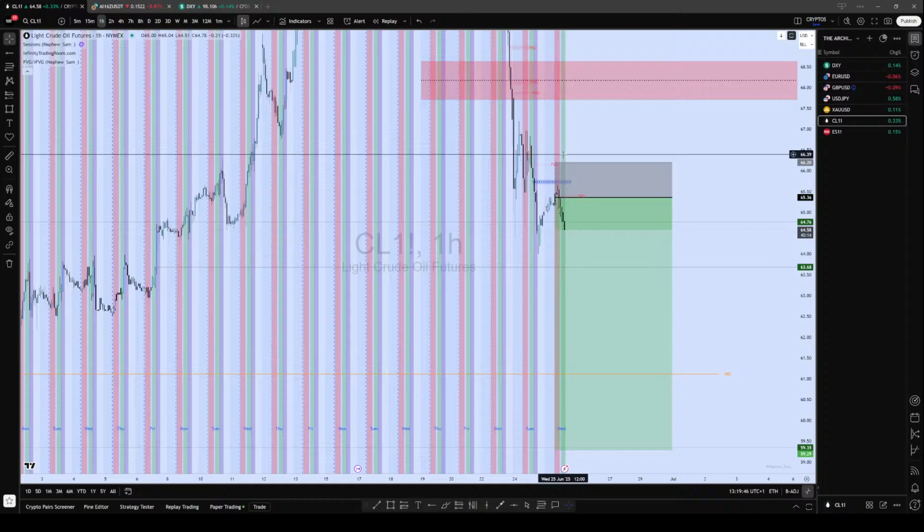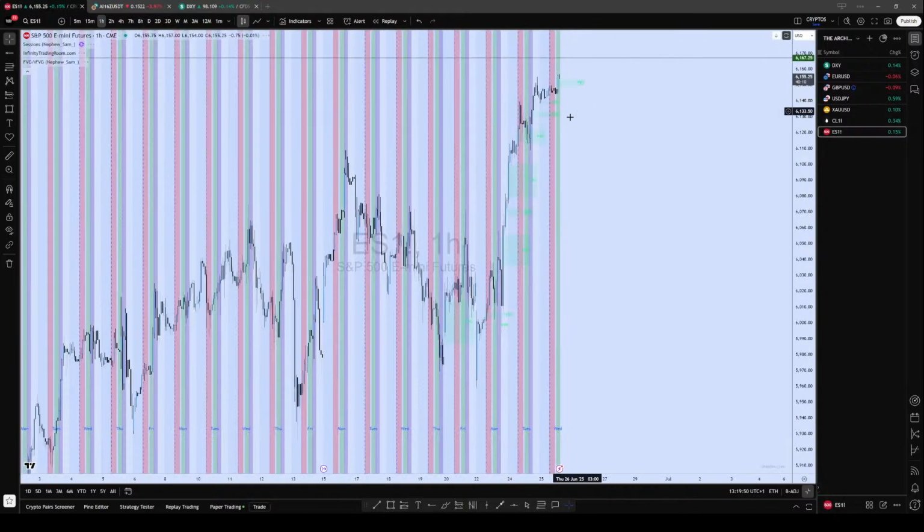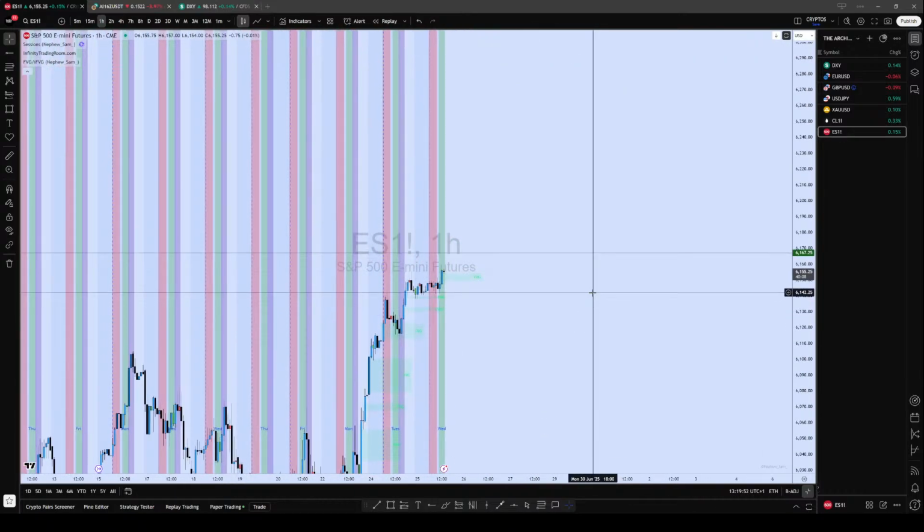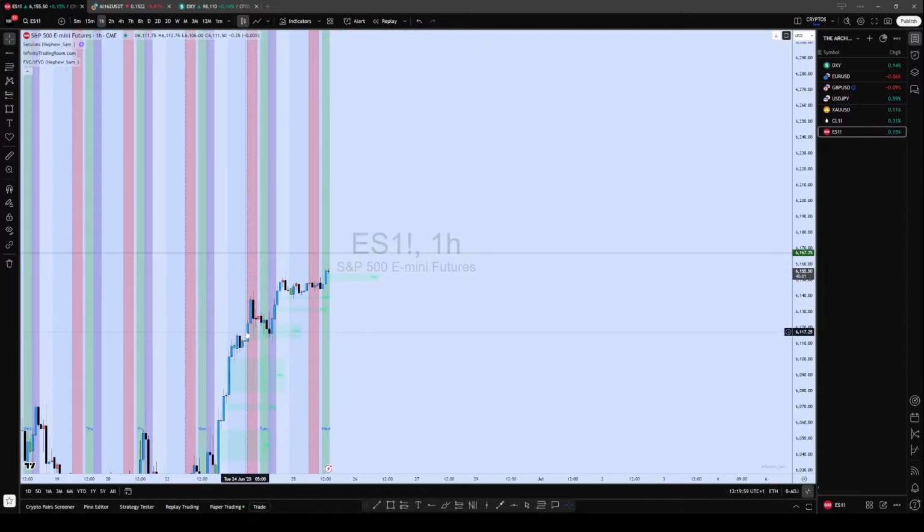Let's move on to the next, ES. So ES yesterday did amazing, as we were expecting. They actually moved away from this London session gap and then moved up.